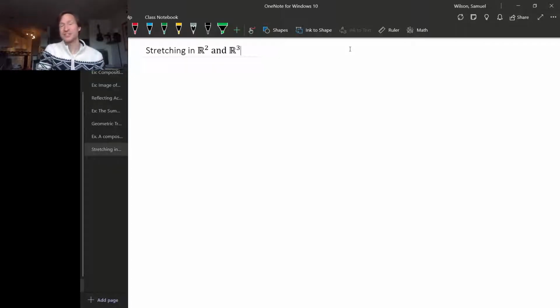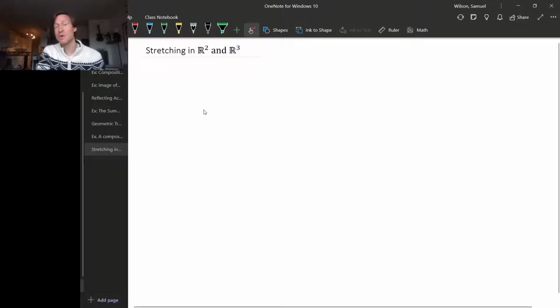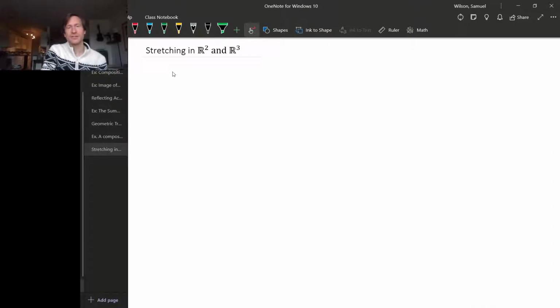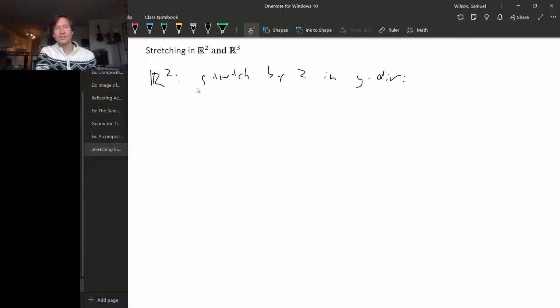There's one more nice geometric operation that has an easy representation in R2 and R3, and that's stretching vectors. So let's look at R2. Let's stretch by 2 in the y direction. Again, we can just look at what happens to the standard basis in R2 to come up with a matrix for this operation.